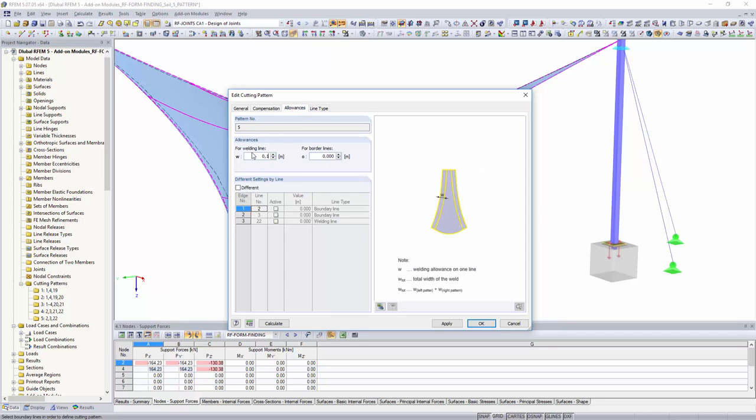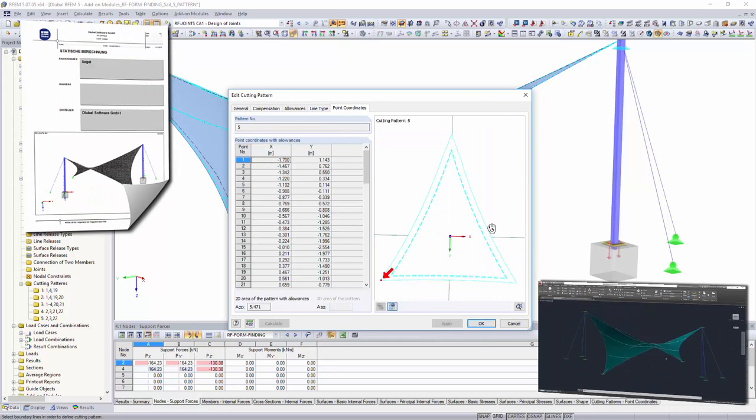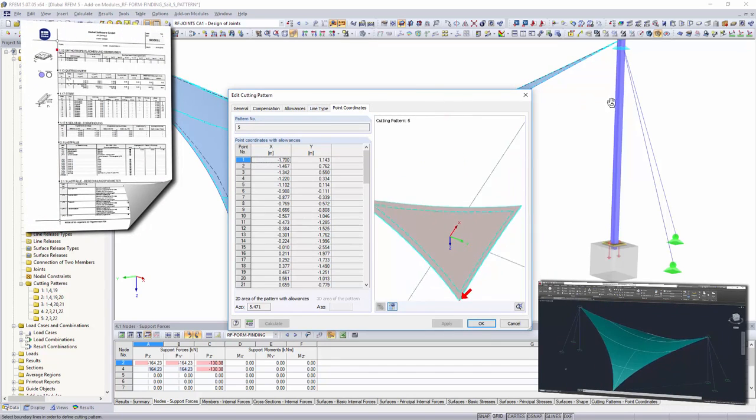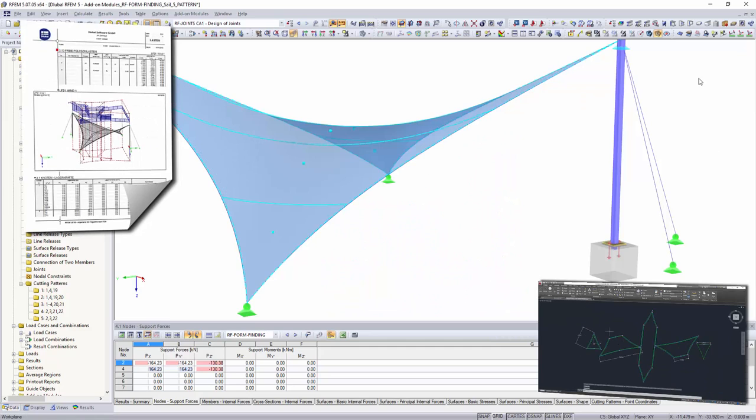In addition, all membrane structures and the corresponding cutting patterns can be added to the printout report or exported to CAD formats for further detailing.